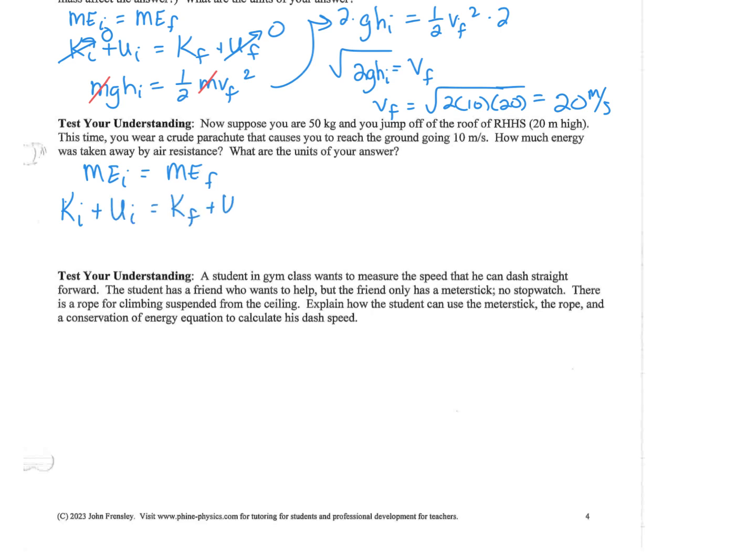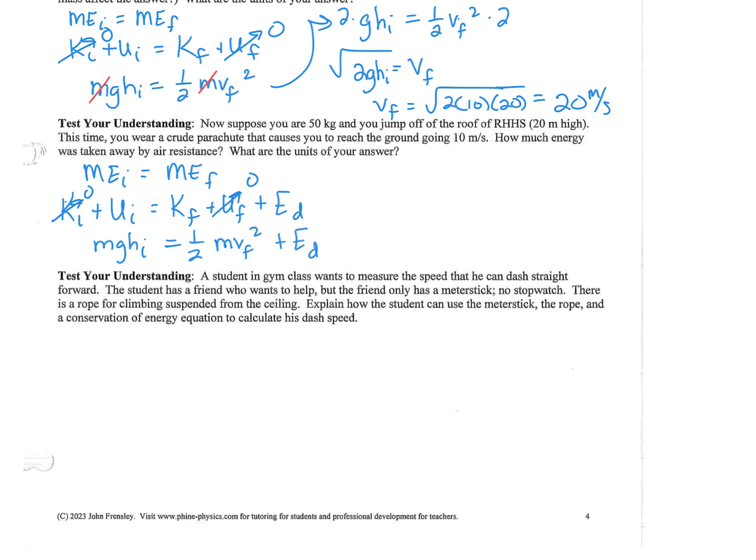We know we're losing energy somewhere, so we have dissipative energy here. We know that this originally was 0. This final is 0. So what we're left with is this equation here: mgh initial equals 1/2 mv final squared plus dissipative energy.